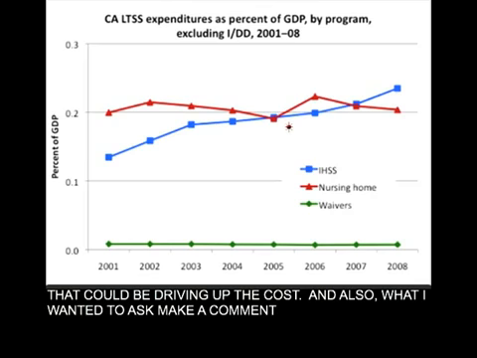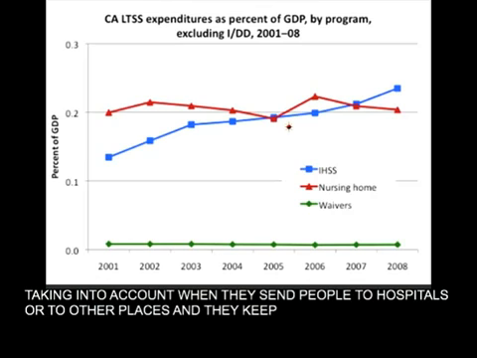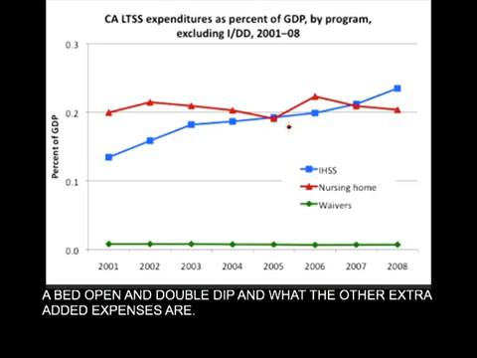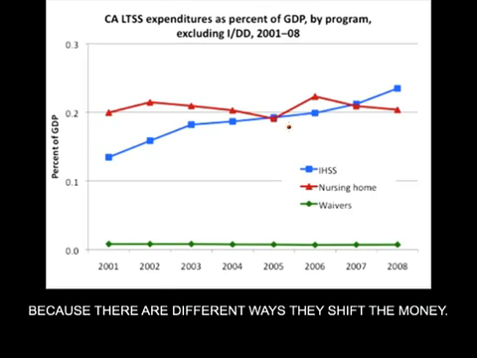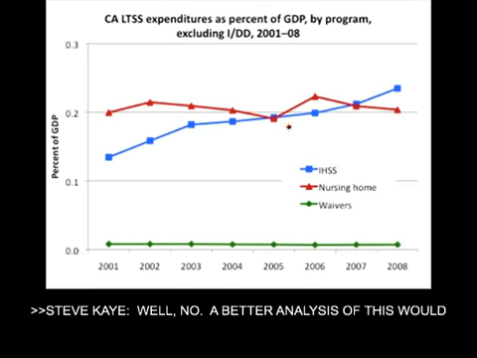Also, I wanted to ask you, when you're comparing nursing home expenditures, are you taking into account when they send people to hospitals or to other places and they keep a bed open and they double dip, and what those other extra added expenses are, or is it because there are different ways that they shift the money? So I got that question. Did you get that question, Steve?